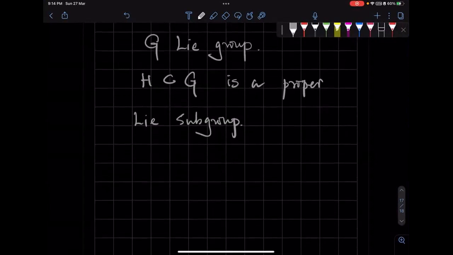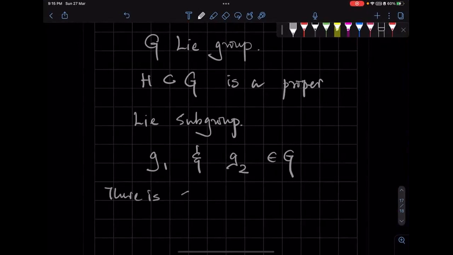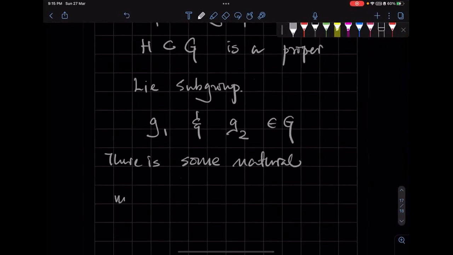So now, because G is a Lie group, if I take two elements, say G1 and G2, there is some natural notion of distance between them, right?